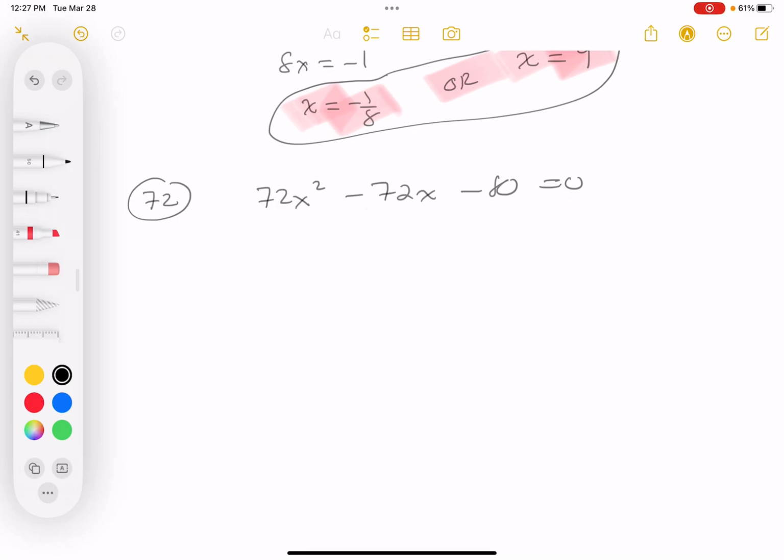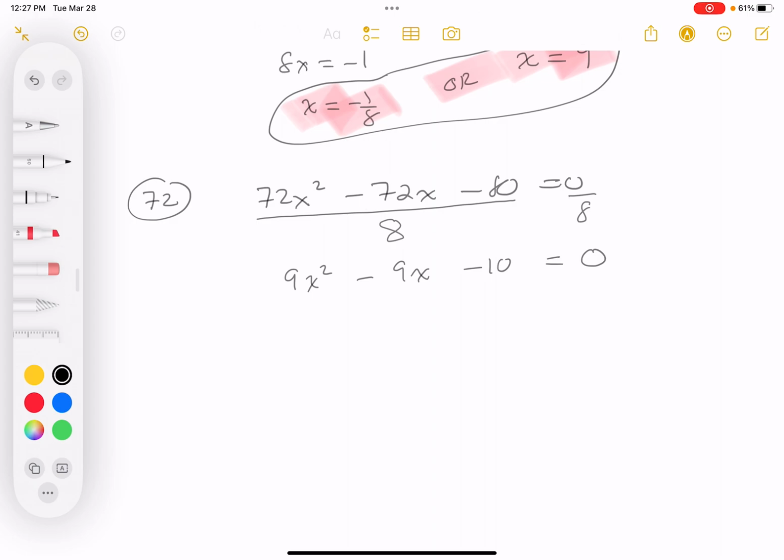Okay, for number 72, I would divide both sides by 8. The reason being is all those numbers, 72 and 80, are divisible by 8. So what do you get? You're going to get 9x squared minus 9x minus 10 equals 0. So make sure I did that right. 9 times 8 is 72. Yeah, looks pretty good.